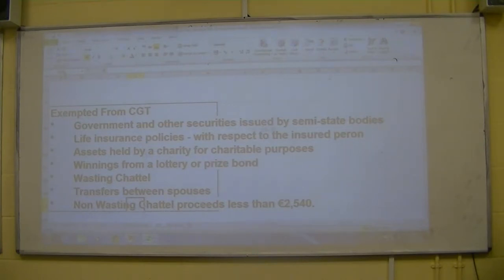principal private residence. That's as long as you've lived in the property the whole time you owned it. The last year is always given, even if you're not in it. As long as you've lived there the whole time and you haven't used it as a business address, and it's your principal private residence.